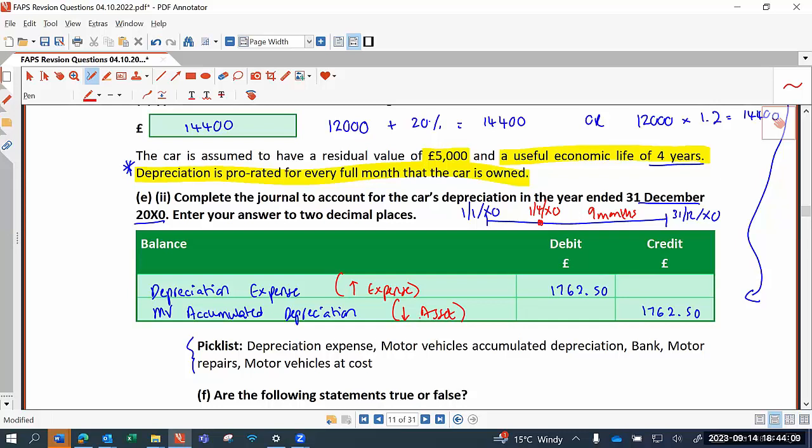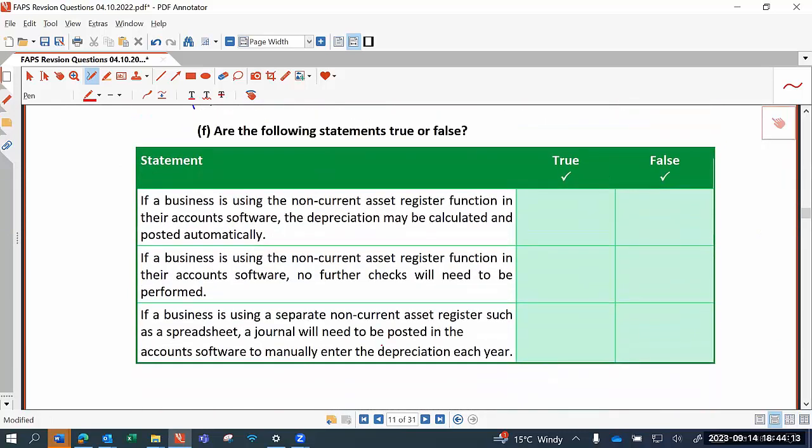So what next? Got a few true and false statements just to finish off. If a business is using the non-current asset register function in their account software, the depreciation may be calculated and posted automatically. Does anybody use an accounting software package? Do you know whether they deal with depreciation for us? What do you think the most likely answer is to that? Do you think the accounting software is capable of working out some depreciation?